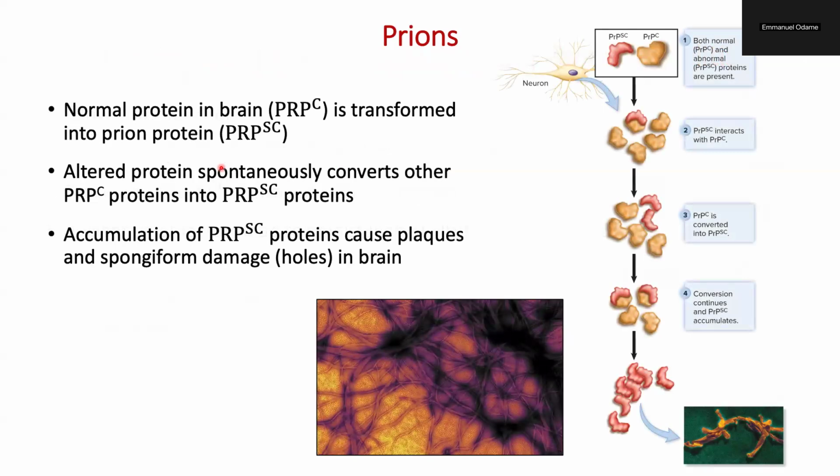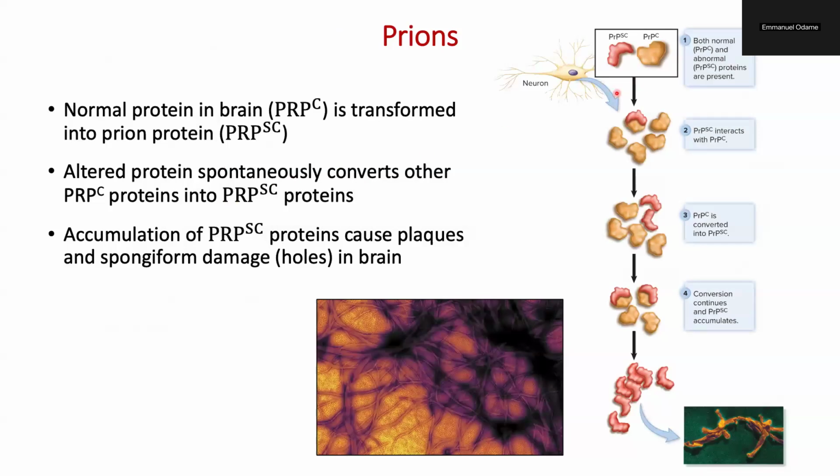The next one on our list is prions, and we've discussed this in one of our earlier lectures. They are basically normal proteins in the brain which are transformed into a prion protein. We don't know how or what causes them to transform. The prion protein simultaneously converts other normal proteins into prions.